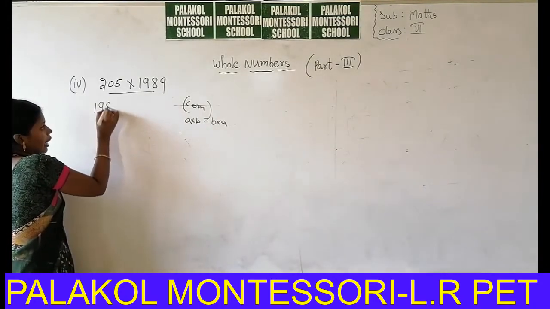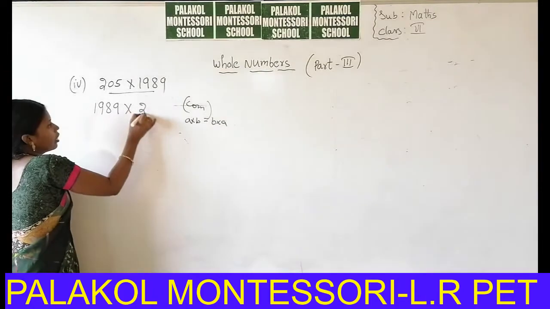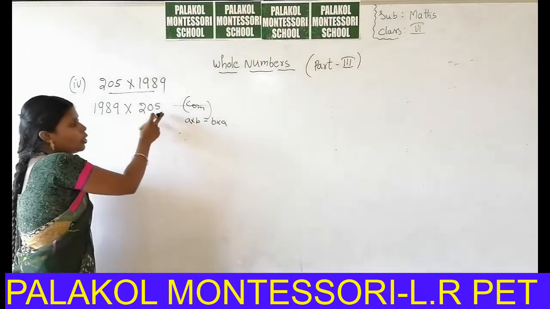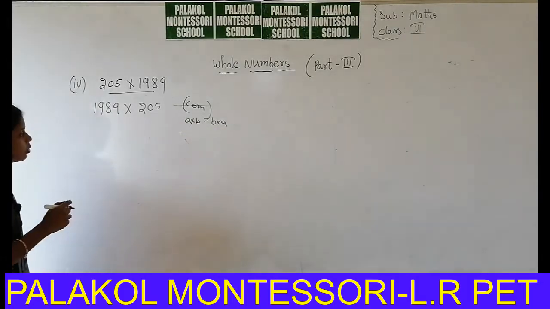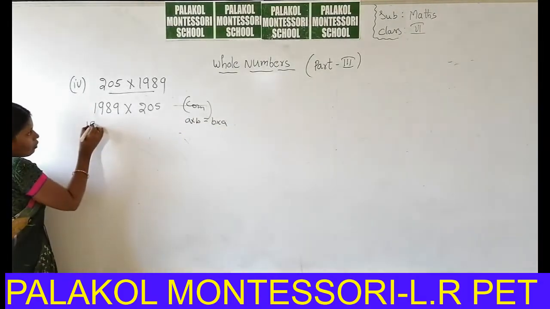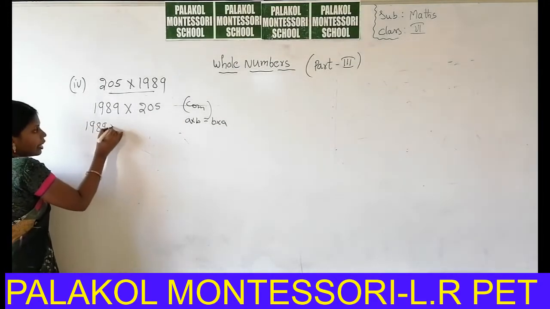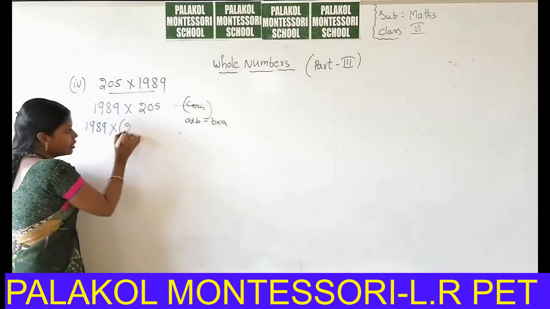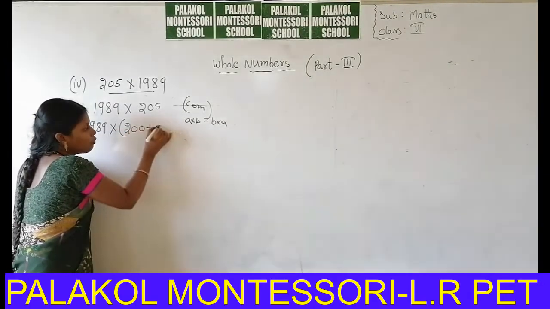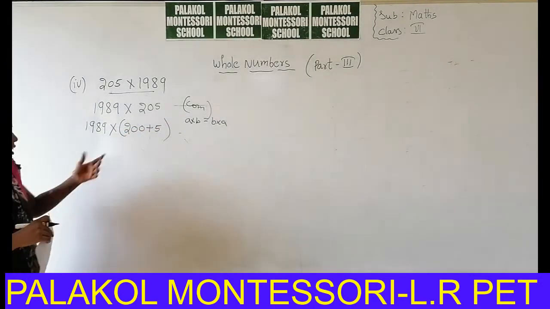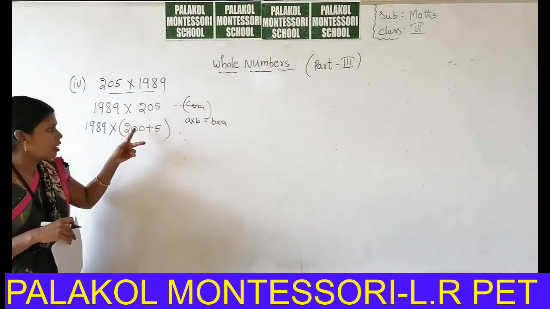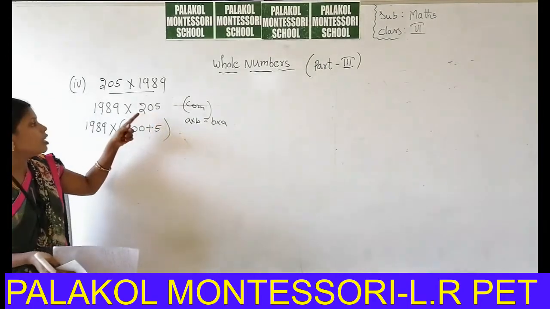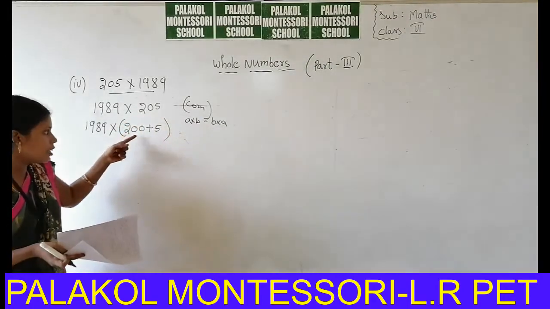So 1989 into 205. This means 1989 into 205. 205 will be written in this form, 200 plus 5. Is it right or wrong? Right, we can add 200 to the 5. So the answer is 205. So the 205 can be written in this form.